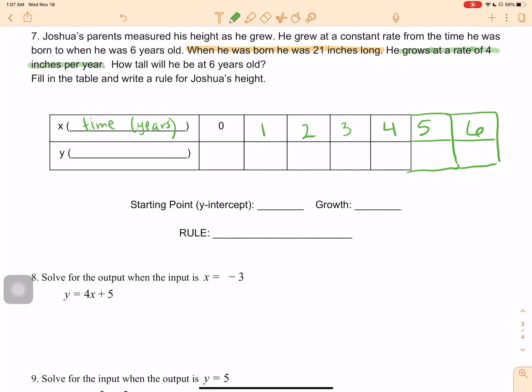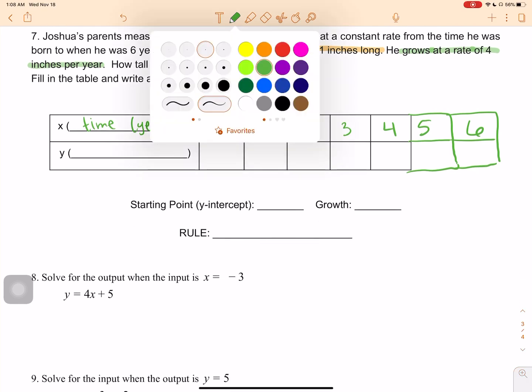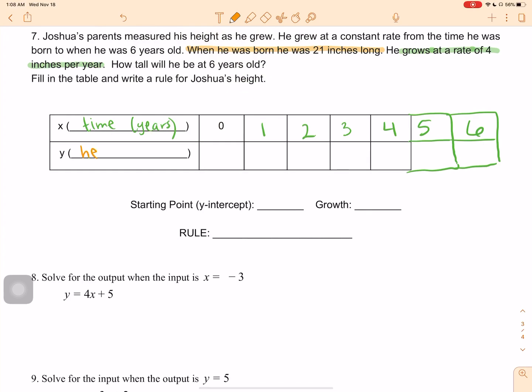And then our height is in inches tall. So whenever he was born, he was 21 inches long. And if we grow at a rate of 4 inches per year, I should be 25 inches tall after 1 year, 29 after 2, 33 after 3 years.